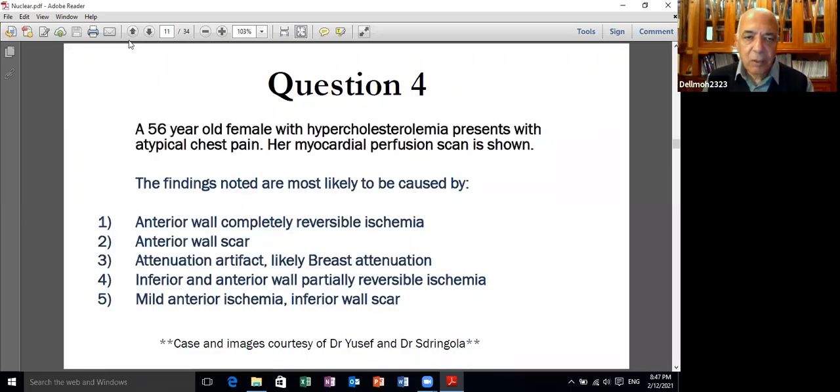So the findings noted are most likely to be caused by anterior wall completely reversible ischemia. That's wrong. Anterior wall scar, that's wrong. Attenuation artifact, likely because of the breast, this is the correct answer, and 4 and 5 are not correct. So let's move to question number 5.